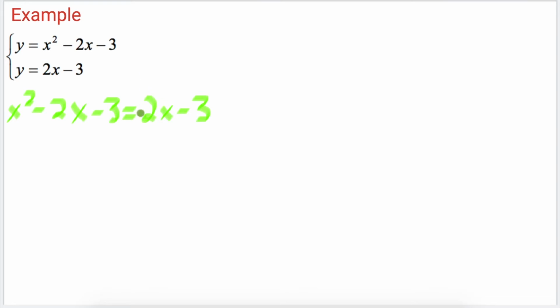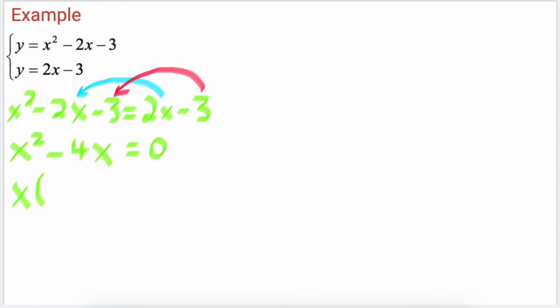So if I move a positive 2x over to the left side, it's going to become negative. So x squared minus 4x, because negative 2x minus 2x is negative 4x. This negative 3 here, if I move it over to the left side, it's going to become positive. So positive 3 plus negative 3 is 0. So this is going to be equal to just 0. This equation here, you can solve it using the quadratic formula, but that's not necessary. There's a quicker way. All we need to do is remove the common factor, which is x. So x(x minus 4) equals 0.